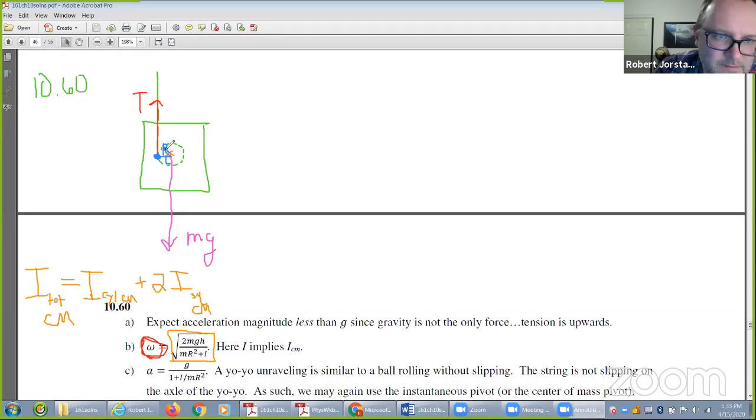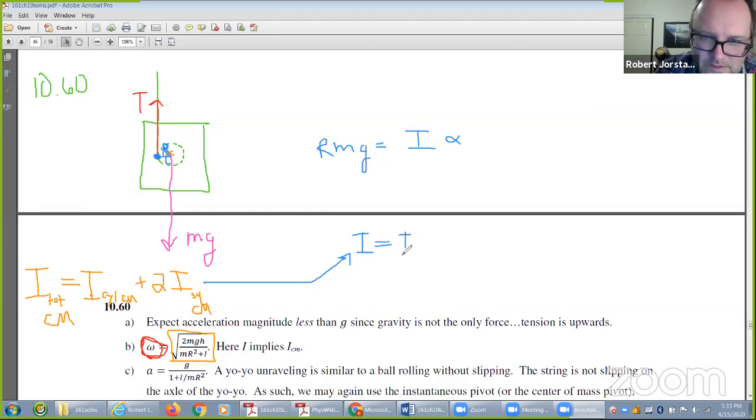The distance between the pivot point and there's r. So I could do a torque problem and just say r mg equals I alpha. Now be careful here. It's very close to this one. This is not quite it. I need I from the parallel axis theorem. So nothing comes for free. But I've done the parallel axis theorem.